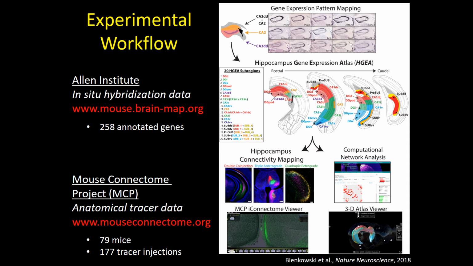In addition, we can perform triple anterograde tracing to visualize 3 axonal pathways, or quadruple retrograde tracing to visualize the distribution of projection neurons. All of this data is then imaged using whole slide scanning microscopy so that we can analyze the connectivity patterns across all levels of the hippocampus. In total, this project contains data from 79 mice and over 177 tracer injections, and you can access all of this image data online using the iConnectome viewer along with other visualization tools at the Mouse Connectome Project website.